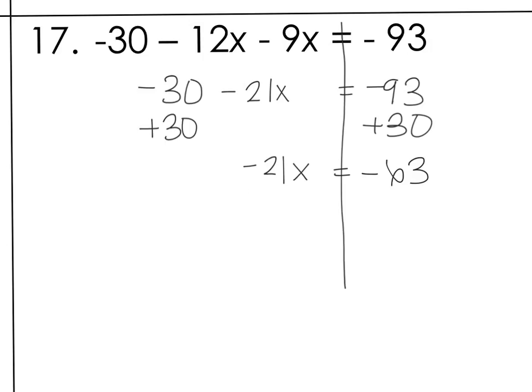Now we need to divide by negative 21. Again, in your calculator, be very deliberate about this. It's negative 63 divided by negative 21. A negative divided by a negative is a positive, and you should get, ooh, you can't write with that, 3.